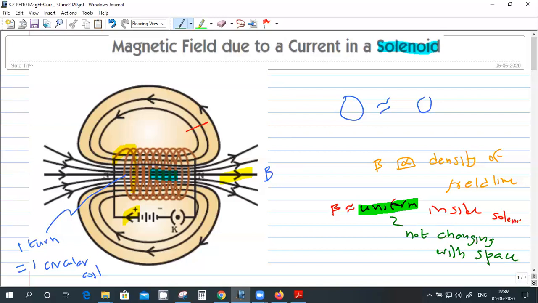So at any point inside the solenoid that you choose, the magnetic field is equal. From point to point inside the solenoid, the value of B is not changing, so that's why it's uniform.